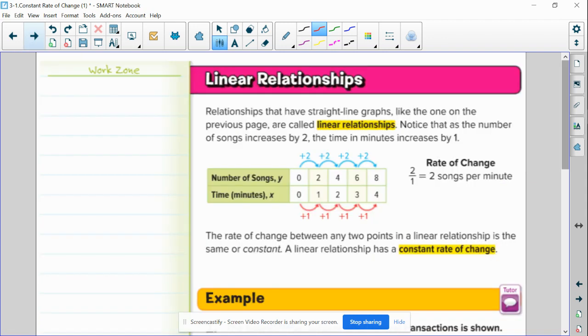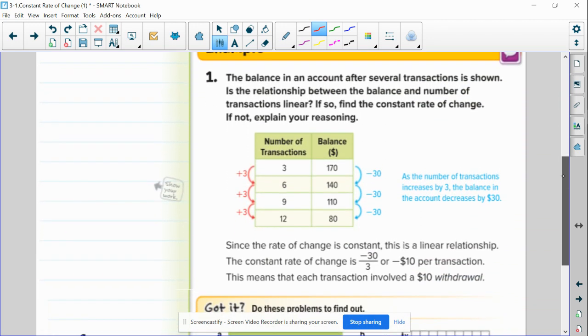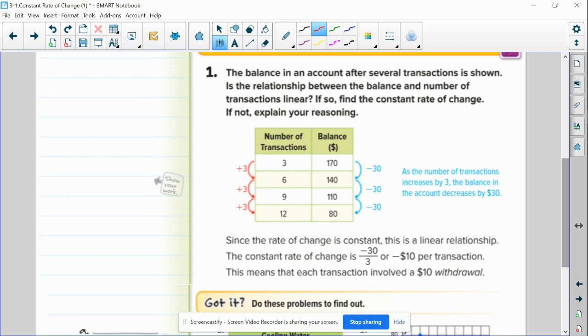Here they show us about linear relationships. When we have a table, if it has a constant rate of change, it is linear. Linear also means that it is a straight line if it is graphed. Okay, here's an example of a table. They showed whenever you decrease, that's considered a negative number. When you find your constant rate of change as a fraction, look to see if you can reduce it. So here they reduced it down to a negative $10 per transaction.